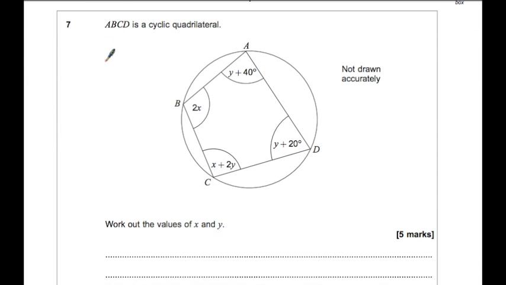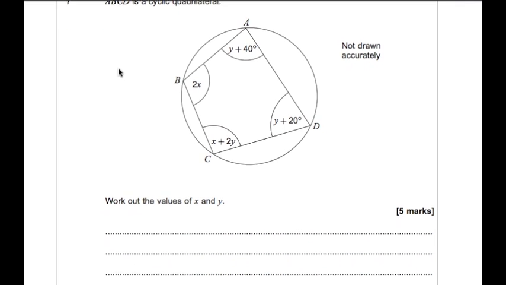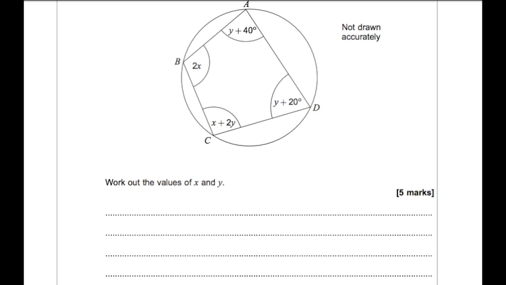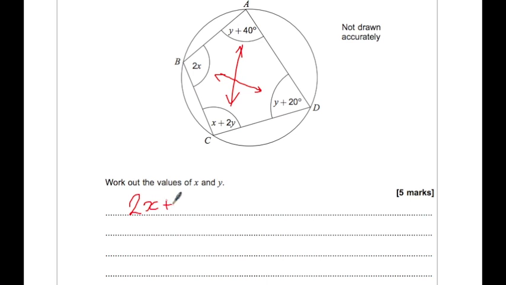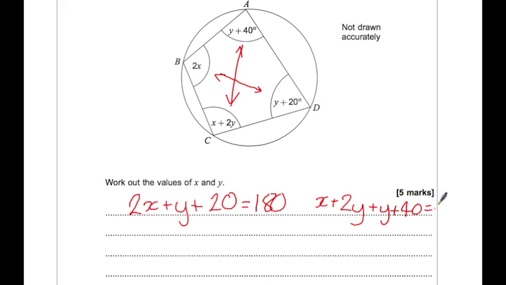Right, question 7. ABCD is a cyclic quadrilateral. Work out the values of x and y. So really they're testing your circle theorems. So hopefully you know the opposite angles in a cyclic quadrilateral add up to 180. So we know 2x plus y plus 20 equals 180. And also x plus 2y plus y plus 40 equals 180.